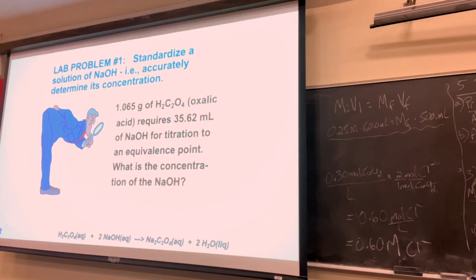All right, so let's say that you have 1.065 grams of oxalic acid, and it takes 35.62 milliliters of sodium hydroxide to reach what's called the equivalence point. The equivalence point is when the solution turns color, and that tells you to stop. So the question is, what's the concentration of the sodium hydroxide solution?